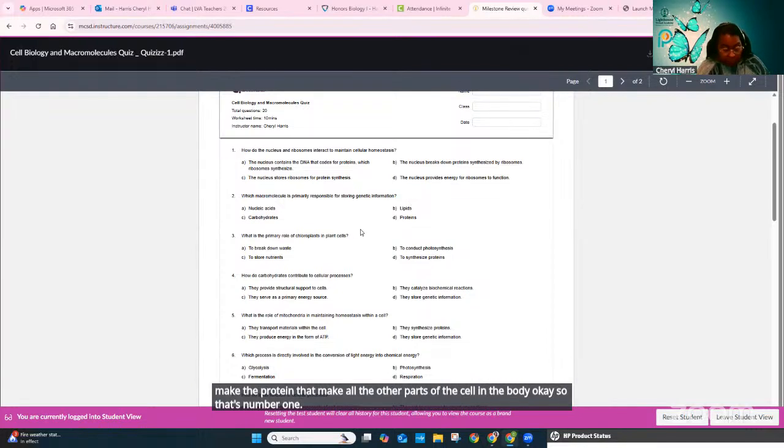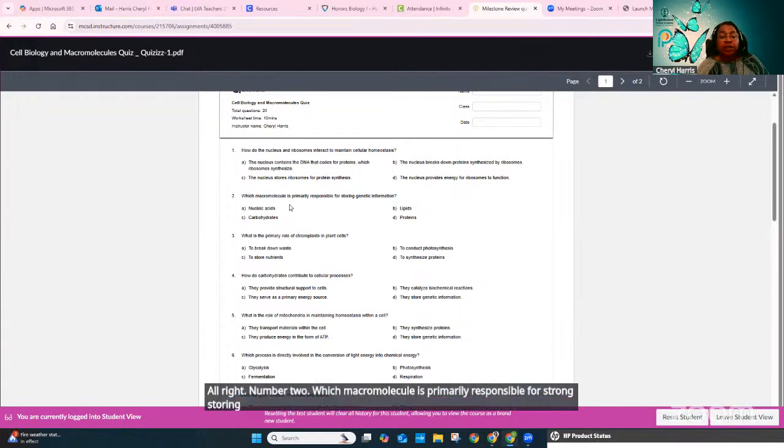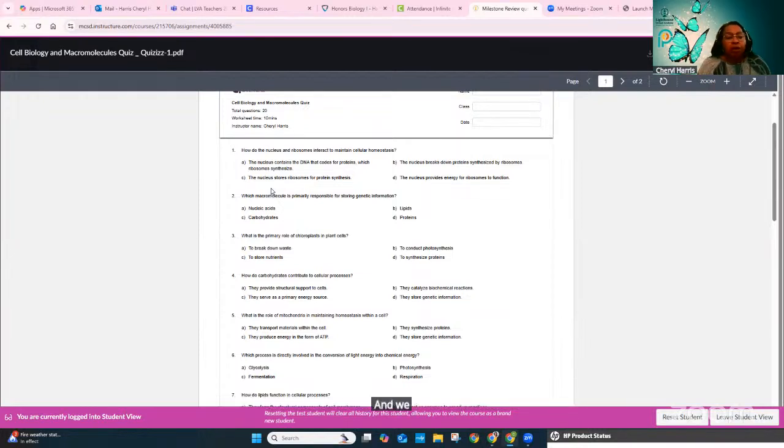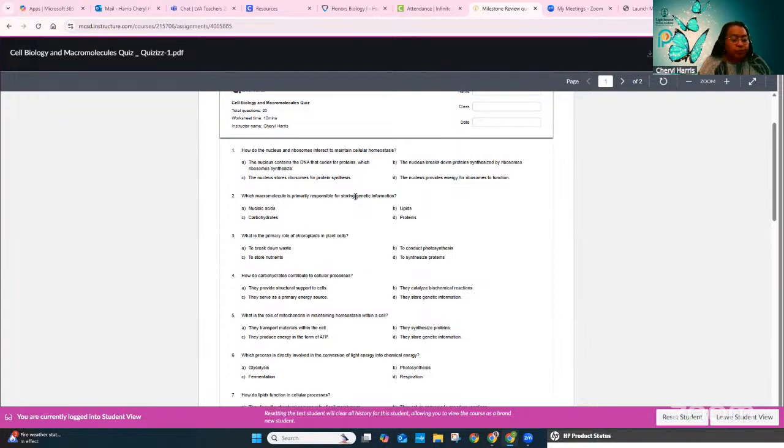All right, number two. Which macromolecule is primarily responsible for storing genetic information? And again, macromolecule, you need to make sure that you understand what that vocabulary word is. That means molecules that are not microscopic. And we had a table of all our macromolecules. So which one stores genetic material?